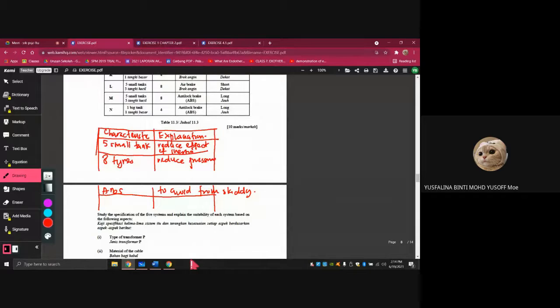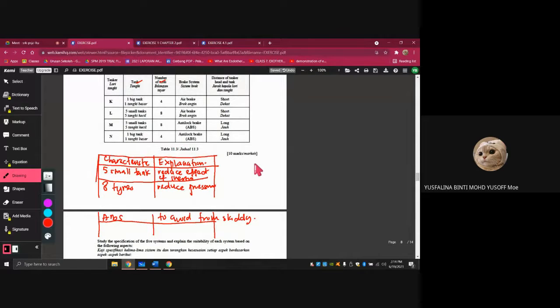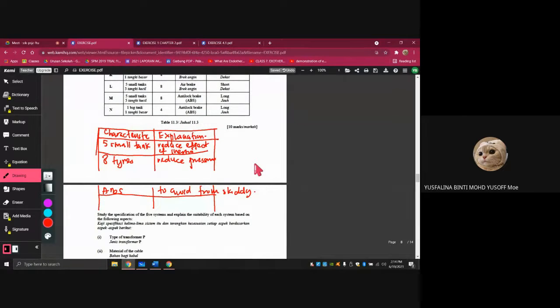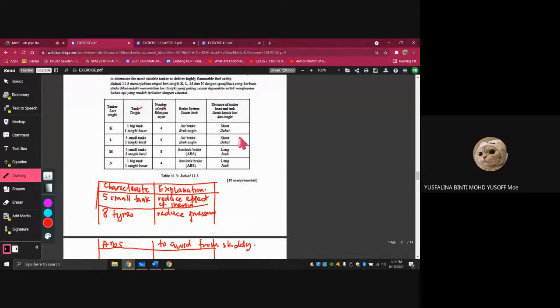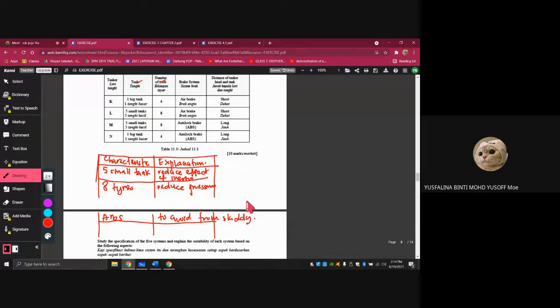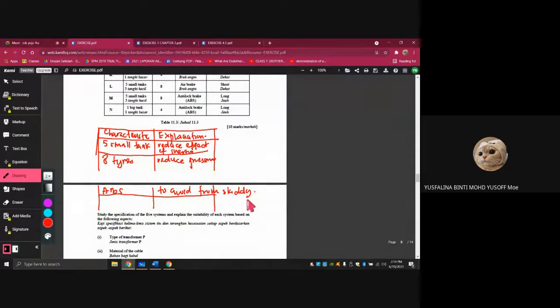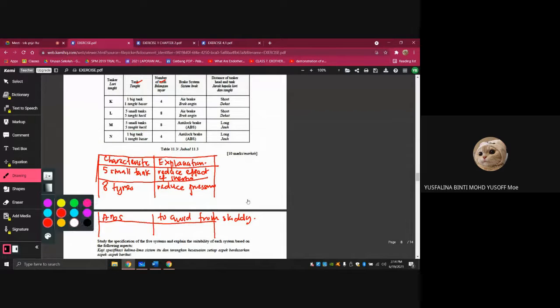And then the last one, the distance between the tanker head and the tank. You need to have a distance, so whenever it crashes, you will not hit the tank there, so there will be no explosion. For this one, the answer is a long distance between the tanker head and the tank. Make sure you answer it fully, in full sentences. This is to avoid impact during collision.